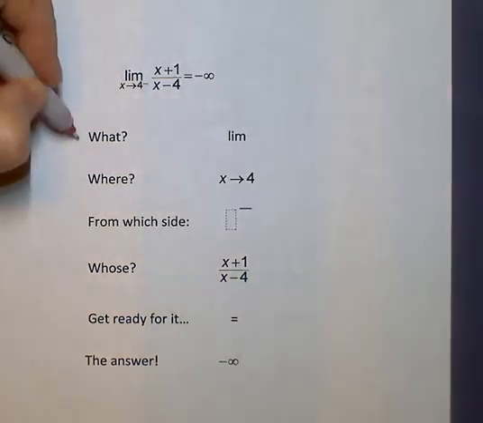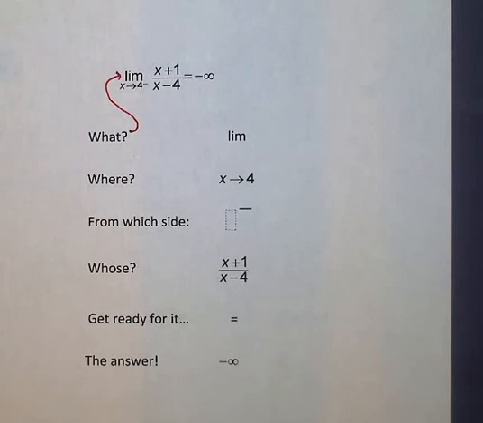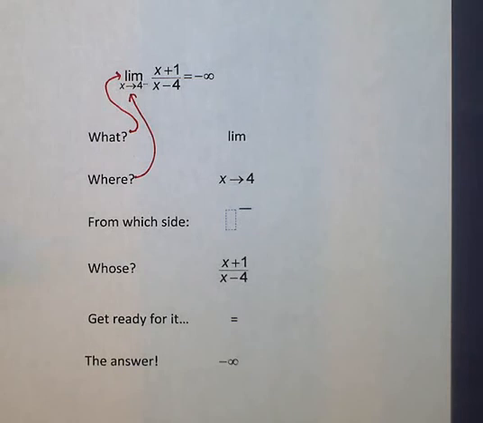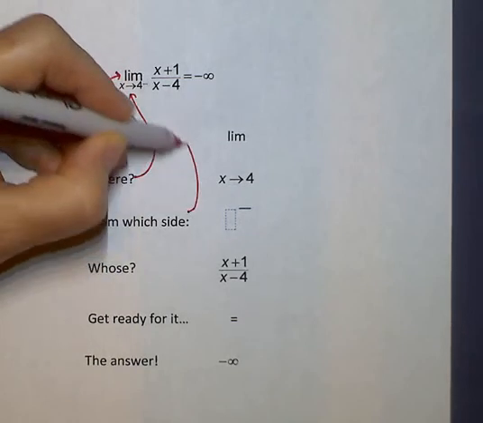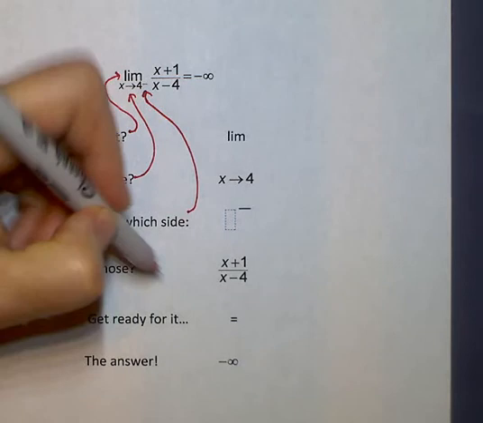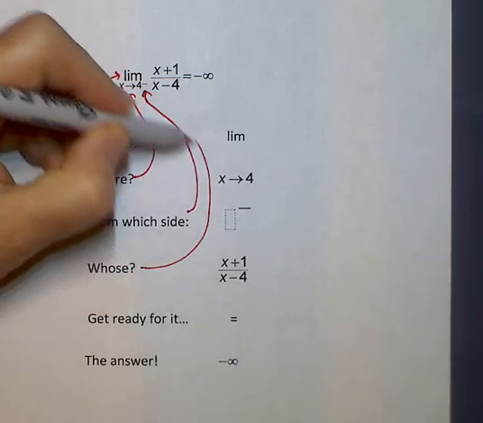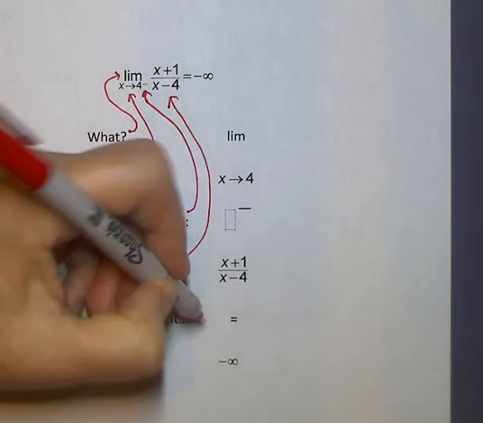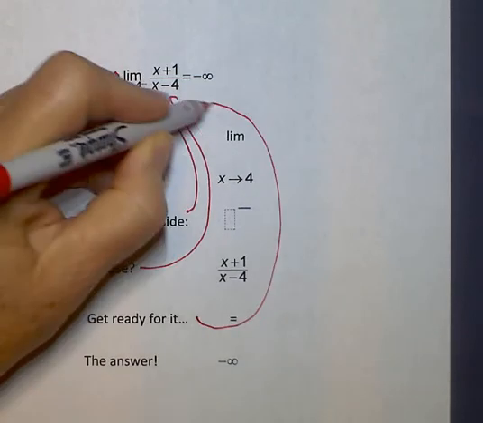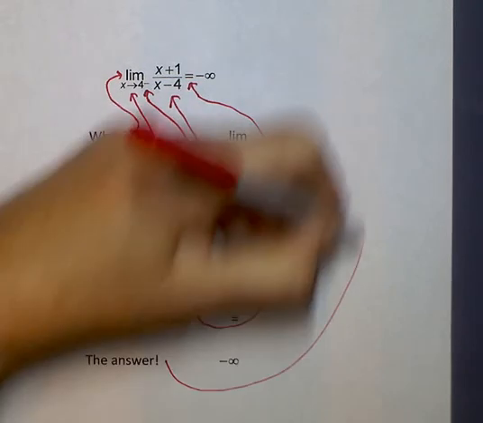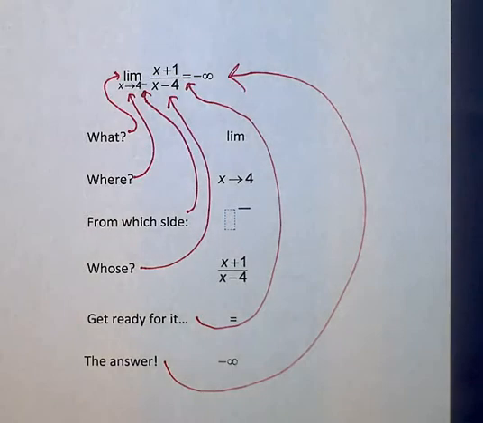We have our what, the limit, where, in this case, x approaches 4, from which side, in this case, the negative sign says from the left. Whose limit are we talking about? Our function is x plus 1 over x minus 4. Get ready for it. Our equal sign goes there, right before the answer, which in this case is negative infinity.